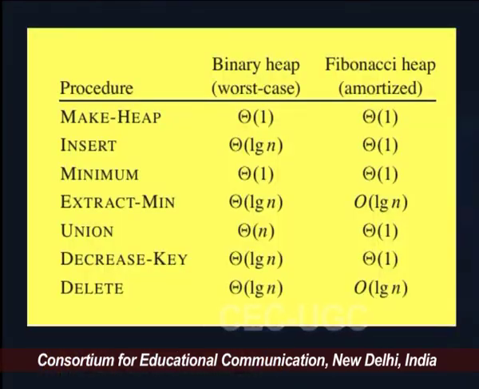Then there is the delete operation. Delete in case of binary heap is going to take theta log n, but in case of amortized analysis of Fibonacci heaps, it is going to take order log n. So, this is basically the difference between the time complexity of various operations in binary heaps and in Fibonacci heaps. Now, with this background established, let us move on to see how these Fibonacci heaps actually look like.